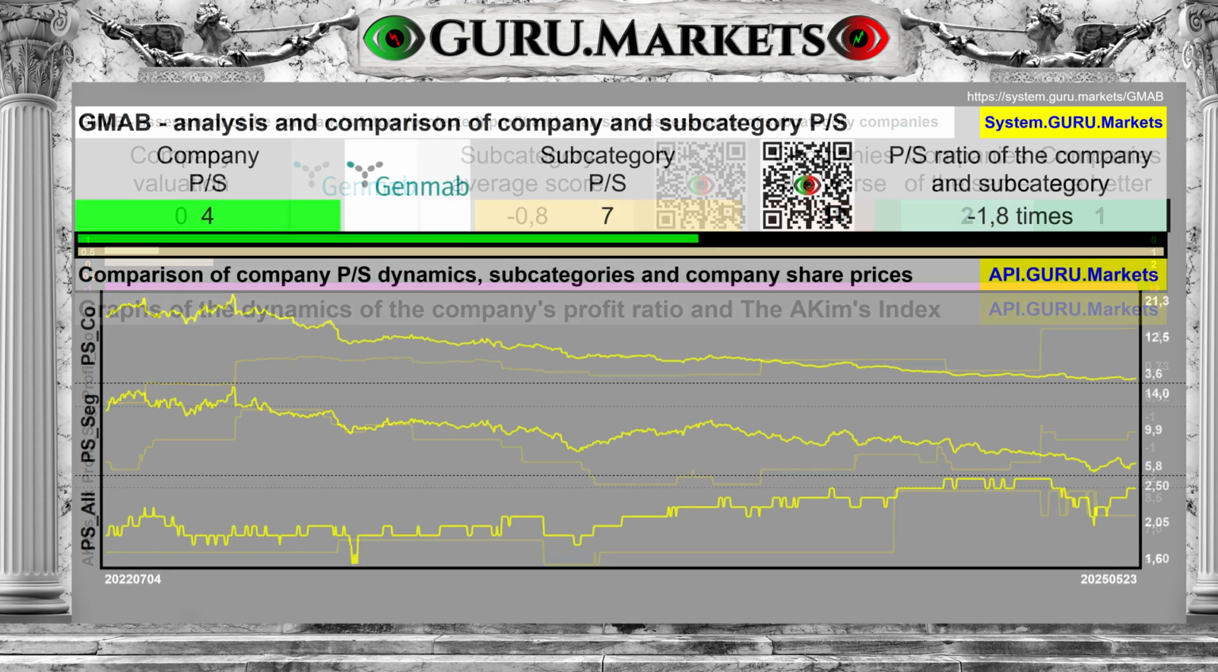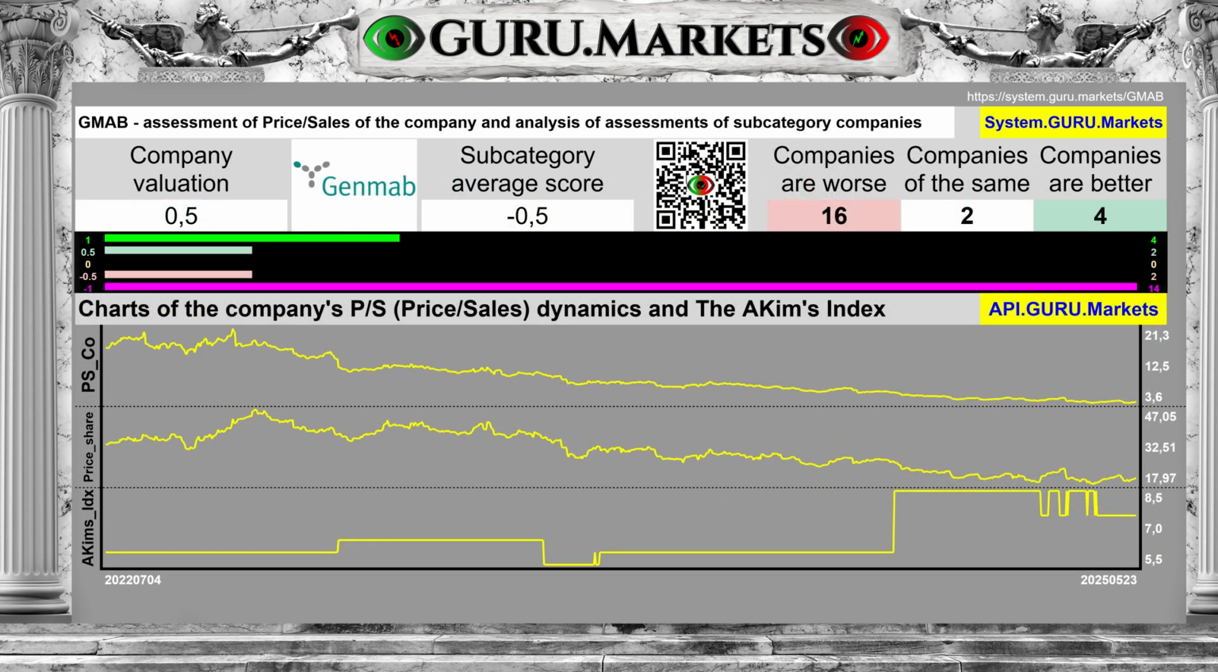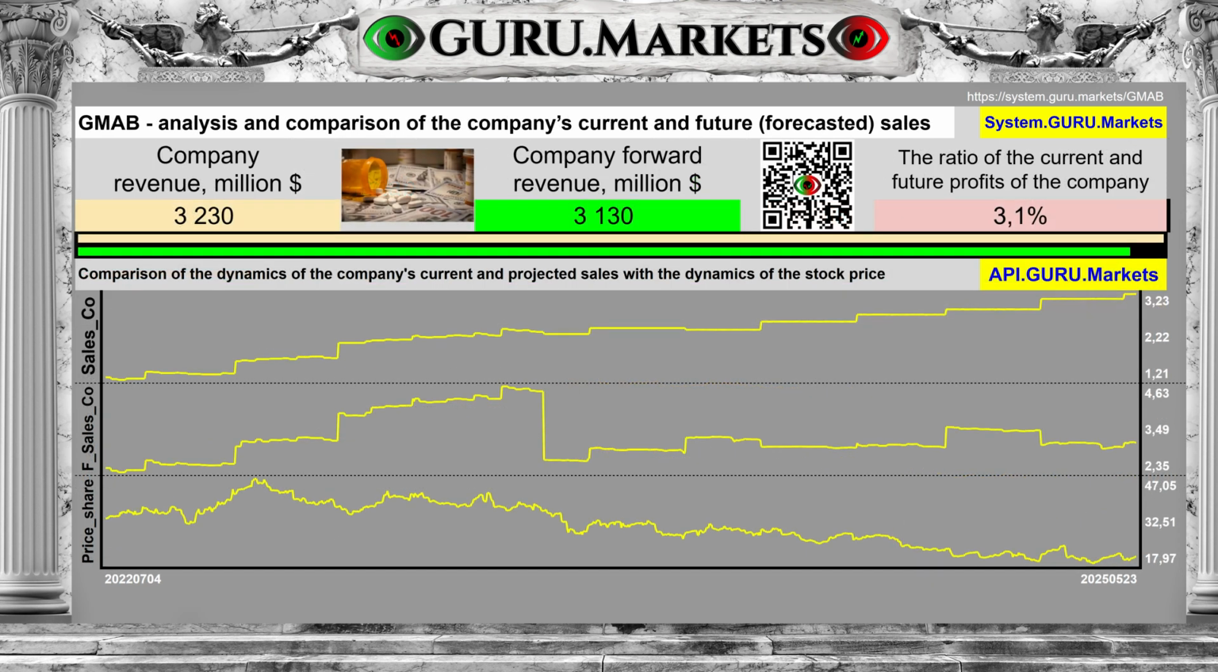The company's price to revenue ratio is 4. The average for the subcategory is 7, which is 43% lower than for the subcategory. Evaluation of the company's stock market value to revenue ratio in comparison with the indicators in the subcategory: good, 0.5 points. Revenue for the last 12 months was $3,230 million.